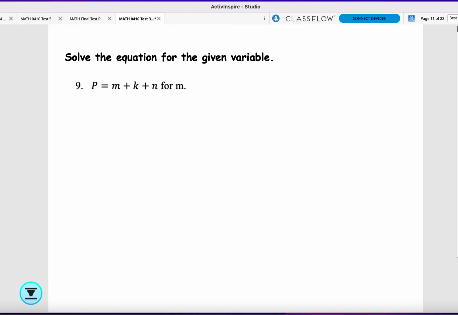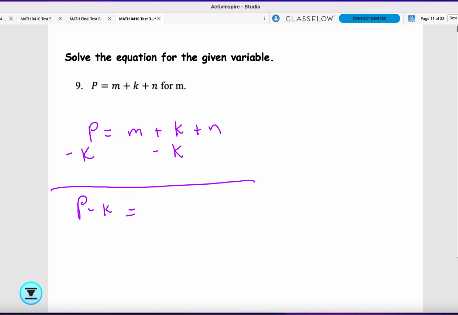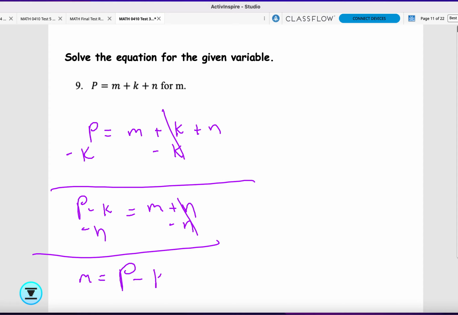Solve the equation for the given variable. P equals m plus k plus n for m. So I want to get m by itself. So I have m already. So I have k and n. So I just got to move k and n over to get m by itself. So minus k, right? So then I get p minus k equals m plus n. But I want to get m by itself, so I'm going to subtract n now. Cancels out. So then we get m equals p minus k minus little n. And we're done. Don't overthink the algebra, guys.